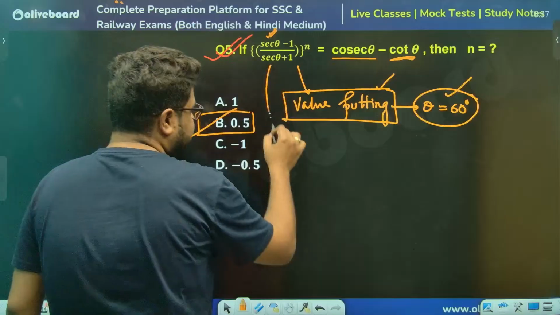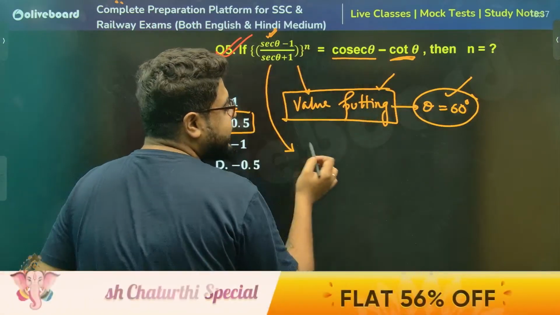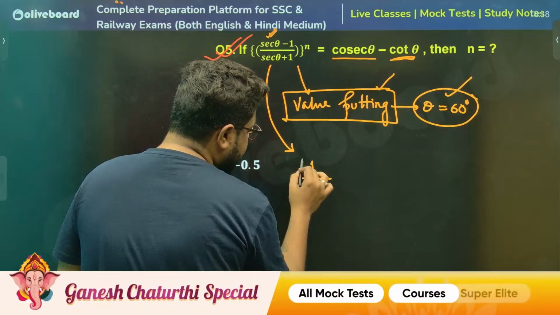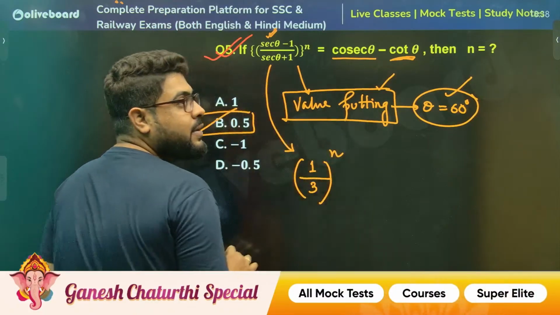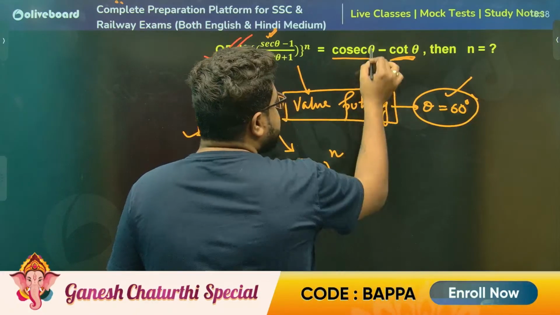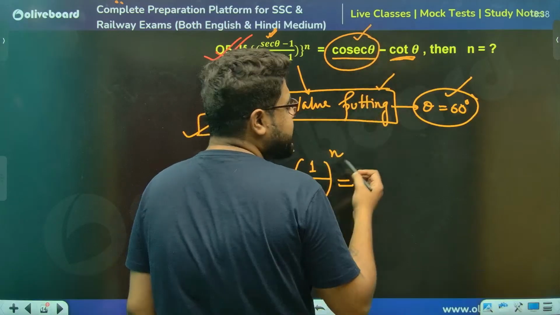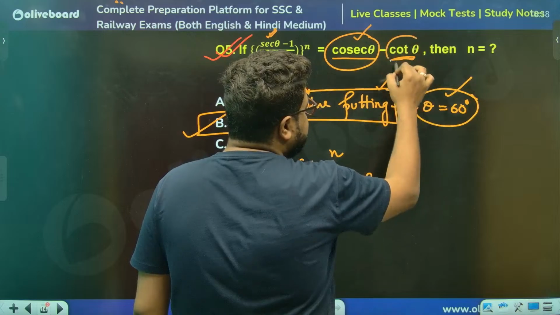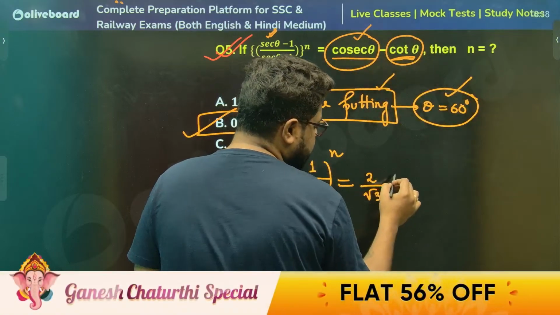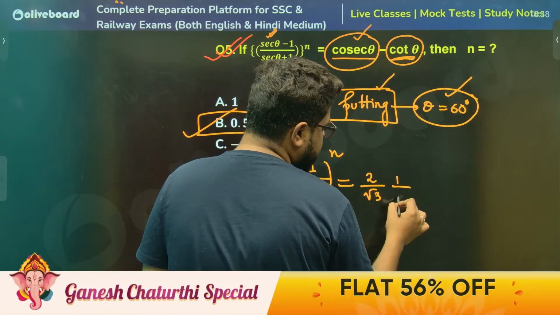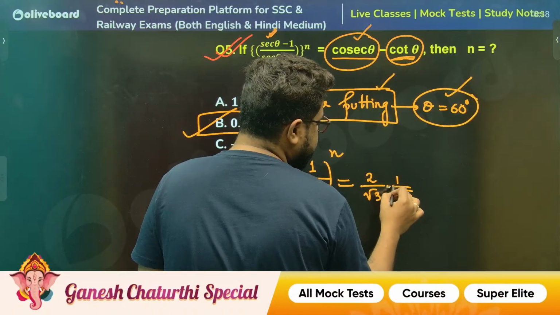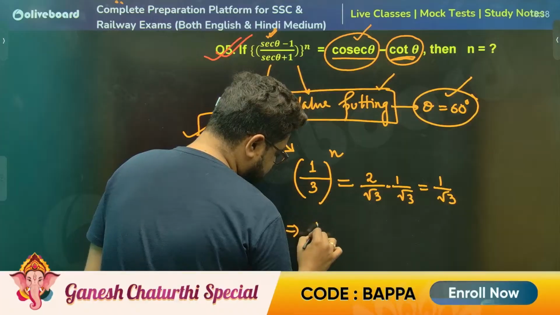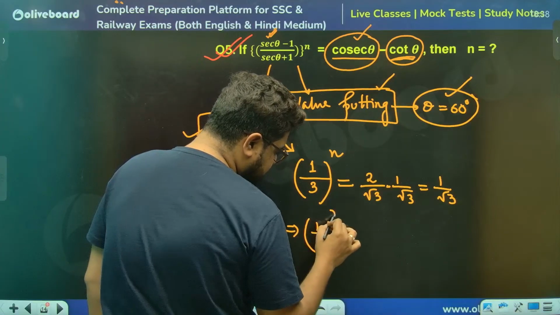So if I put that, sec 60 is 2. So 2 minus 1 is 1, by 2 plus 1 is 3, to the power n. Left hand side equal to... Sir, cosec theta is how much? Cosec 60 is 2 by root 3. Cot theta, sir, tan 60 is root 3, so cot 60 will become 1 by root 3. So this is minus, so this will become 1 by root 3, meaning 1 by 3 to the power n.